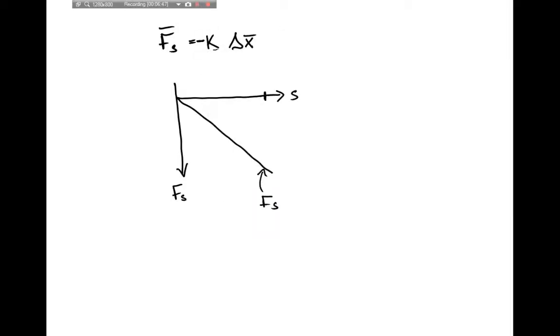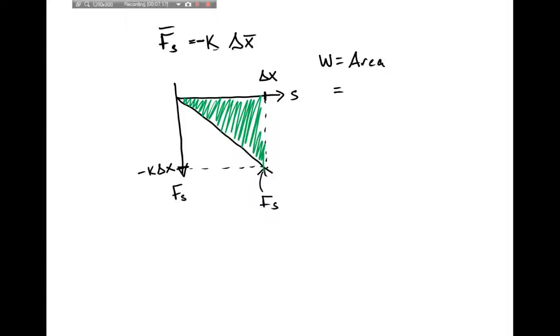So at some point right here, let's call this delta x, the force that is exerted by this spring is going to be equal to minus k delta x, just according to this formula. What we're trying to calculate is the area under this line, this area here. This is obviously the area of a triangle, and we know that this is going to be equal to 1/2 base times height.